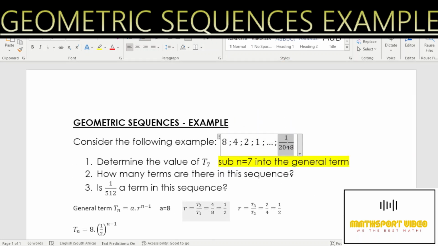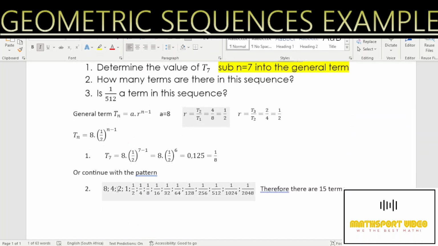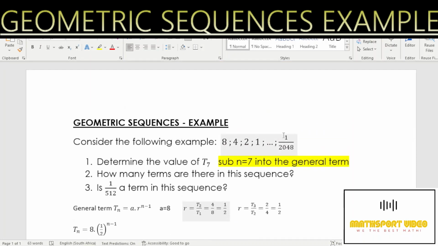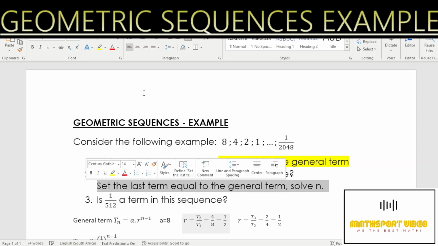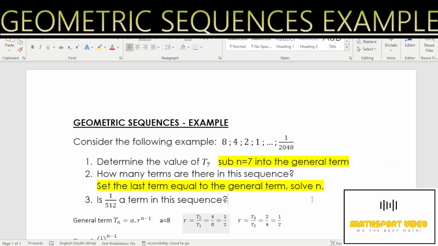However, this could get a little bit clumsy depending on what that last term is. If the number is small enough, of course, you can continue the pattern. But what if it was not possible to do this? What other method could we use? The other method is to set the last term equal to the general term and then solve for n.